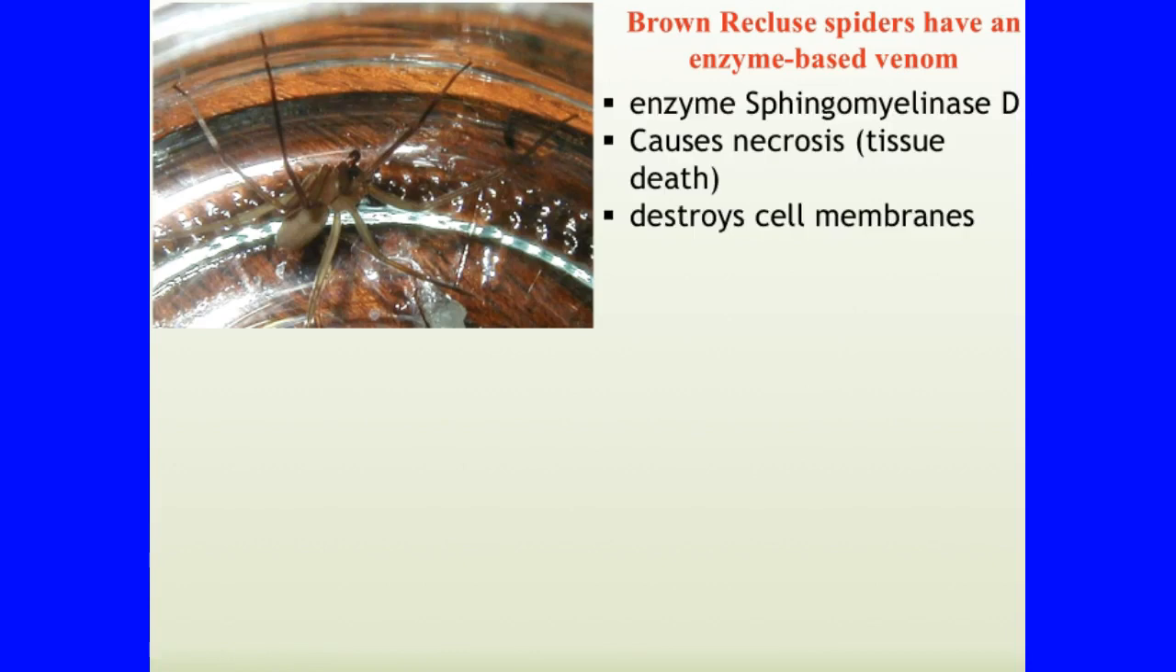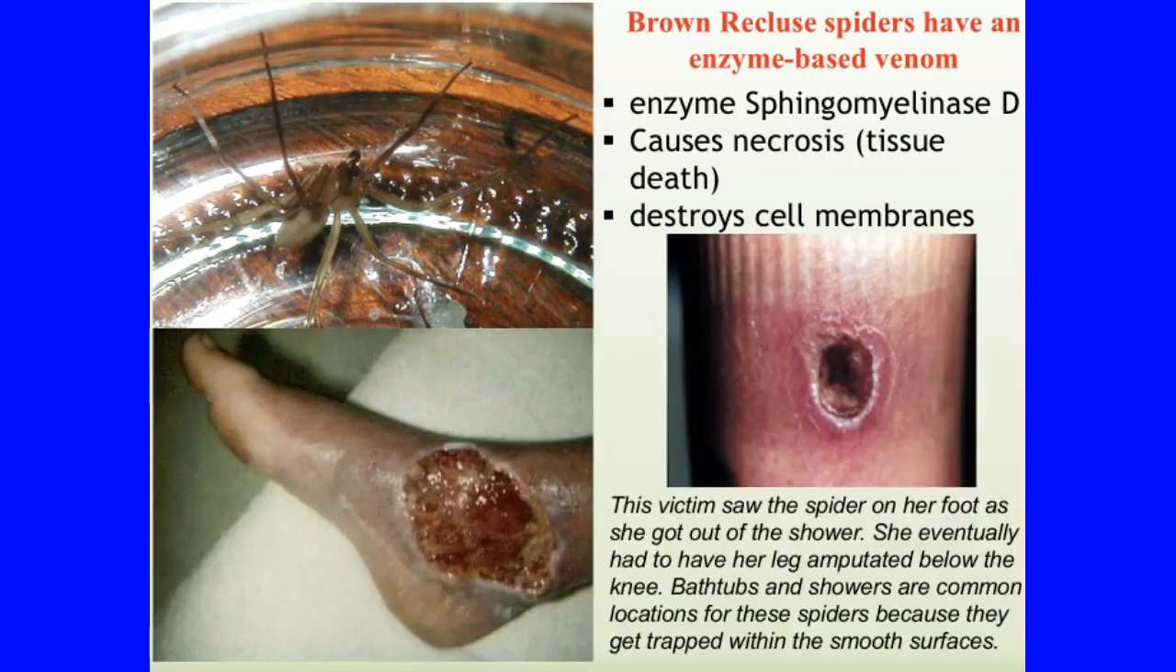So, the enzyme that this brown recluse spider has is sphingomyelinase D. It causes necrosis, also known as tissue death. How it does that is, you know how we have the plasma membranes around our cells to protect our DNA and everything else in our cells? Well, guess what? This enzyme is able to destroy our cell membranes, and that's what's causing the tissue death. So right here, you can see the spider bite after a couple of days.